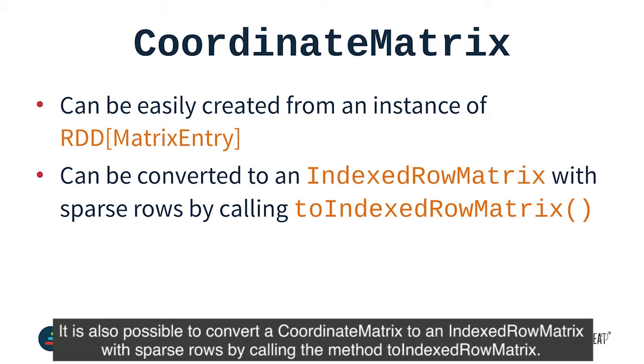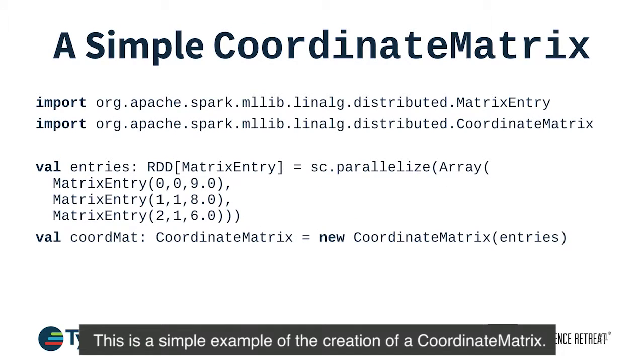It is also possible to convert a coordinate matrix into an indexed row matrix with sparse rows by calling the method toIndexedRowMatrix. This is a simple example of the creation of a coordinate matrix.